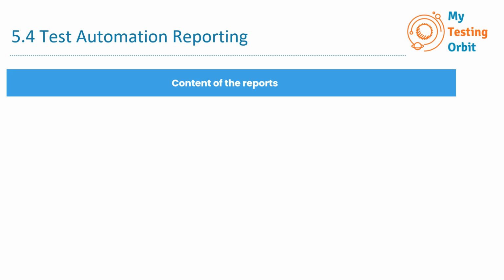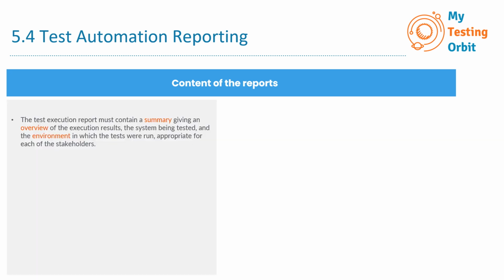Now let's have a look at what should be the content of the reports. The test execution report must contain a summary giving an overview of the execution results, the system being tested, and the environment in which the tests were run, appropriate for each of the stakeholders.